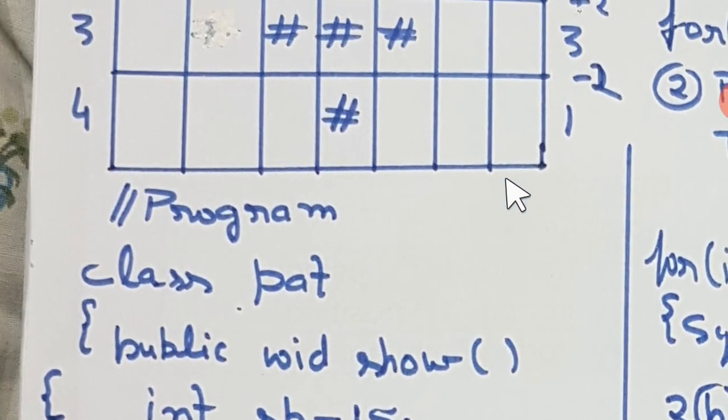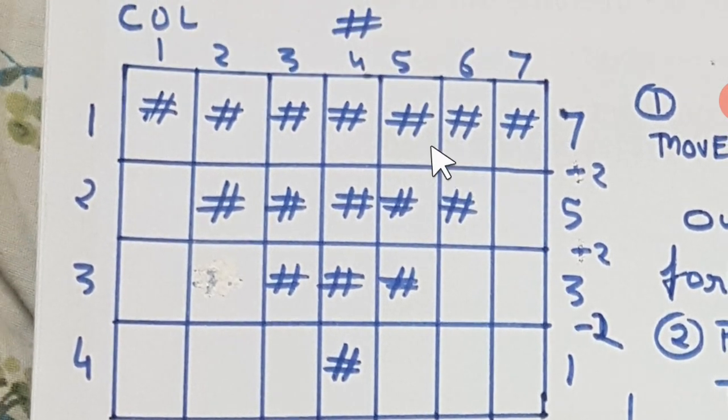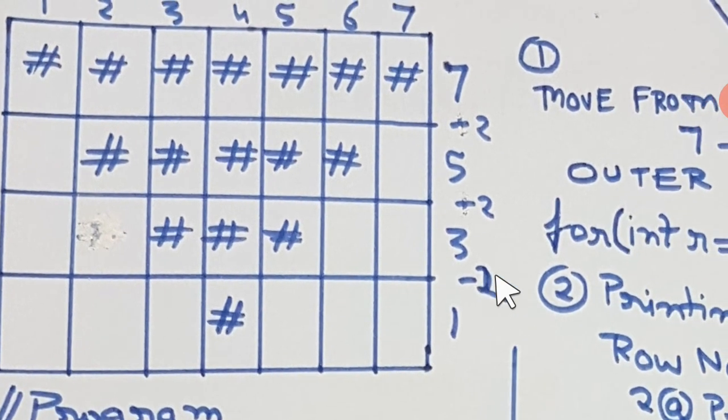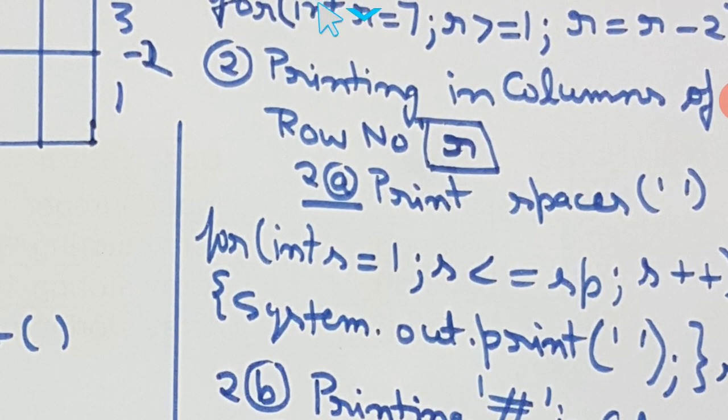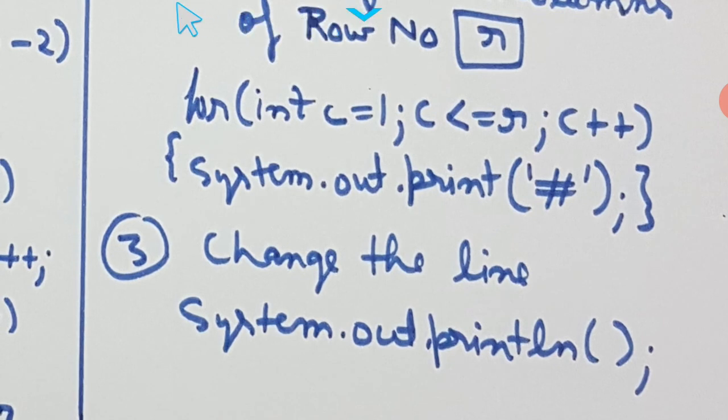As I told you just now, the printing in different columns of a particular row depends upon the row number. If row number is 7, then 7 hash have been printed. Row number is 5, so 5 hash are printed, and so on. So the column loop, which is printing the hash, int c equal to 1, c less than equal to r, is controlled by r.